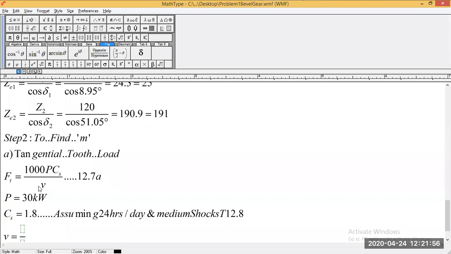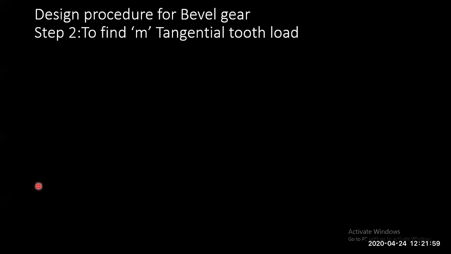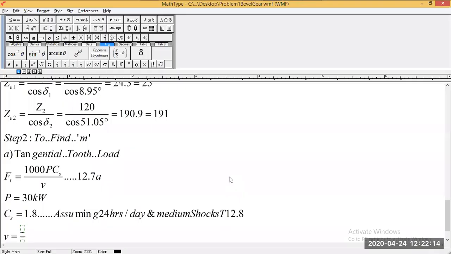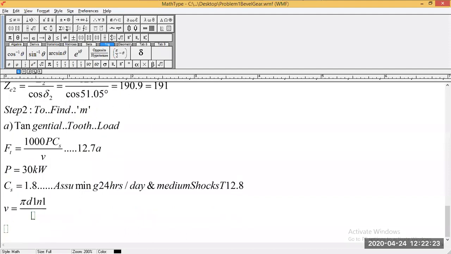So finally, velocity. We know the equation, so go back to our PPT. This is not given in the data handbook, so remember it by heart: pi d n by 60,000. Here the weaker member is pinion, therefore we'll use d1 and n1 over 60,000. Whichever is the weaker member, you use that particular data.